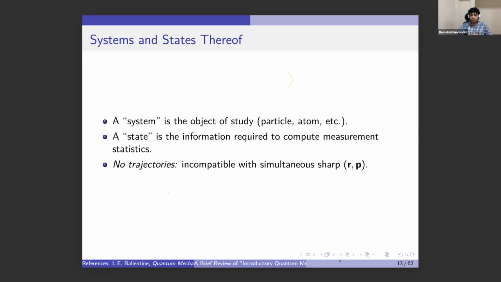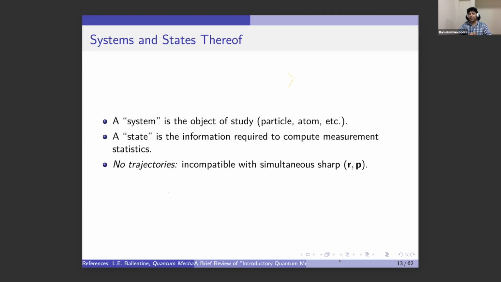So when we talk about state, the state is giving us information to compute statistics. Whenever we talk about statistics, it's not a single measurement. So I cannot measure a single electron and say, I found its state. The state is not really a property like how momentum is a property of a single electron in classical physics. It has information regarding statistical outcomes of an experiment.